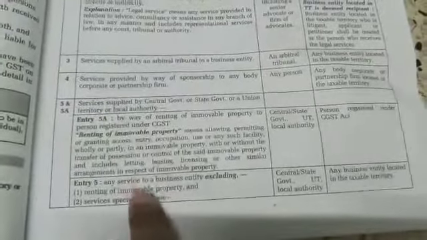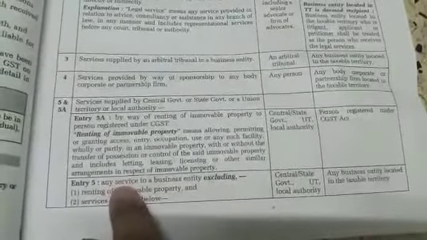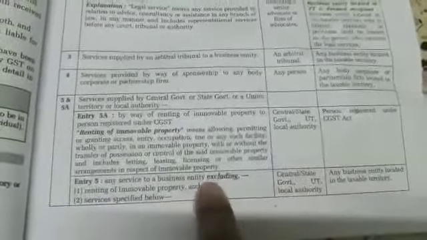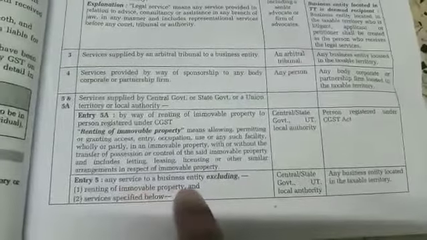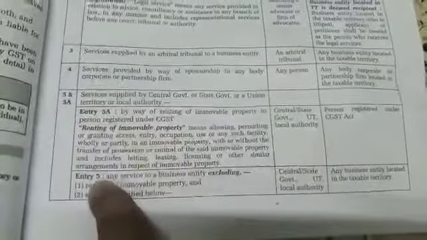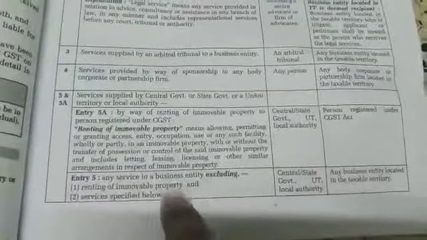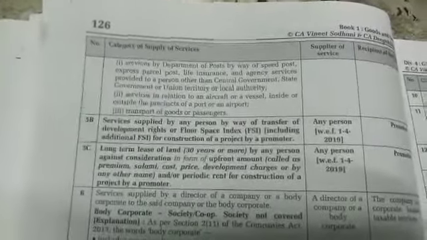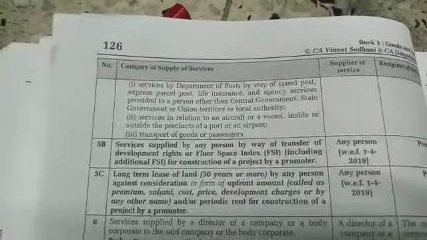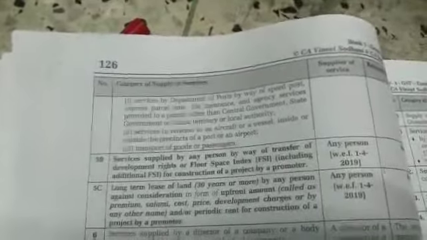Now here these are the services to the business entity, and these services are provided by the government or governmental body, but it does not include the following. That means it does not include renting of immovable property, because the renting of immovable property has already been discussed in entry number 5A. So in entry 5 it has been left out, and the services specified below, that means the services provided by the government by way of speed post, express parcel post, life insurance, postal life insurance, etc. Services in relation to the aircraft or vessel, and service provided by way of transport of goods and passengers. These services are to be excluded.